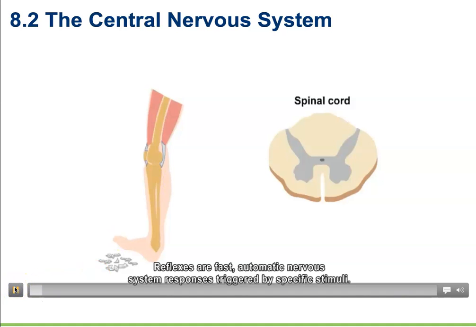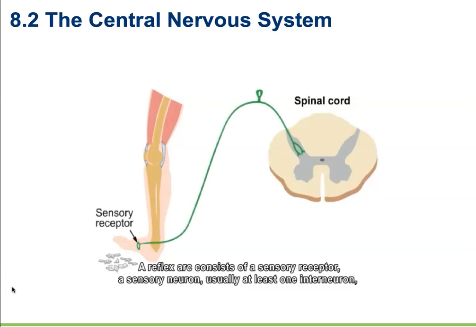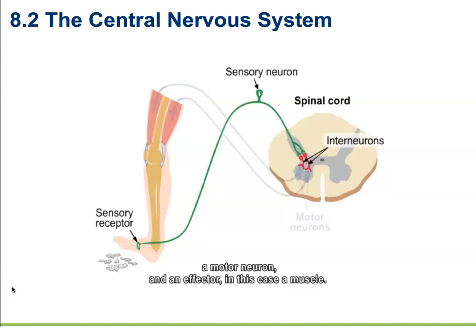Reflexes are fast, automatic nervous system responses triggered by specific stimuli. A reflex arc is the neural wiring of a single reflex. A reflex arc consists of a sensory receptor, a sensory neuron, usually at least one interneuron, a motor neuron, and an effector, in this case a muscle.